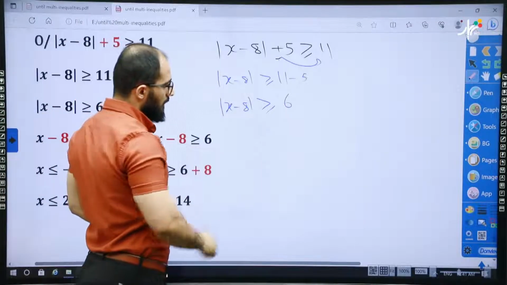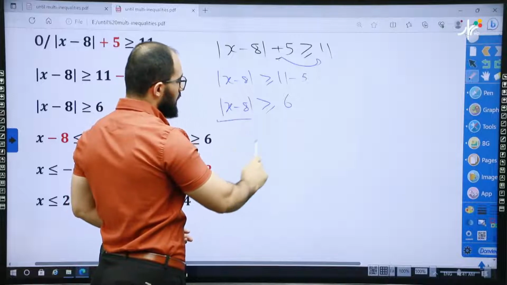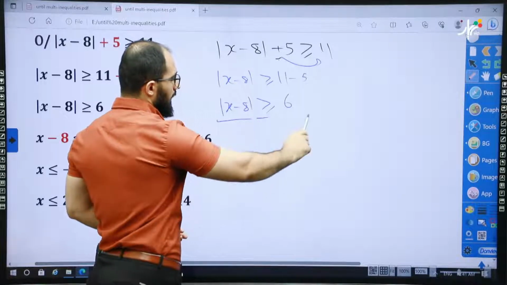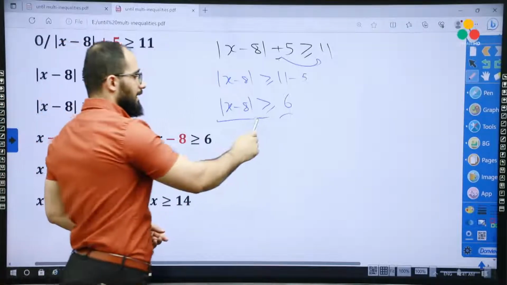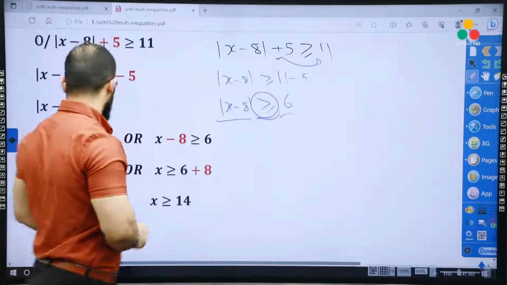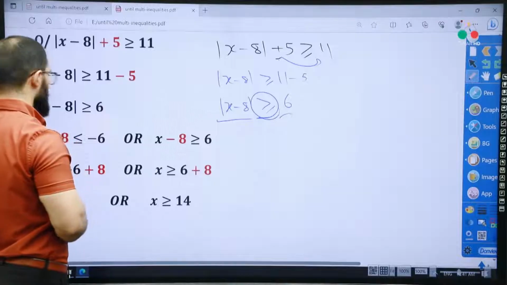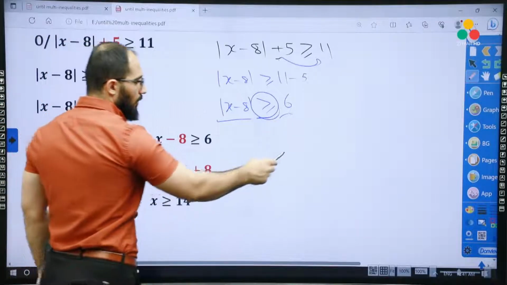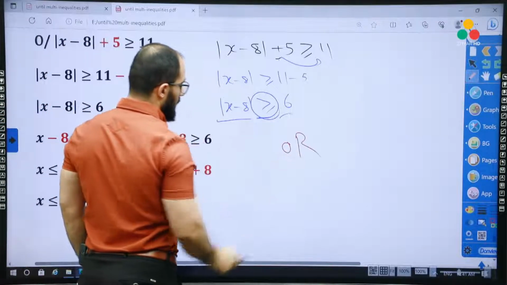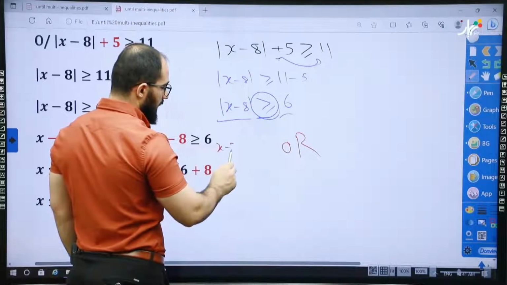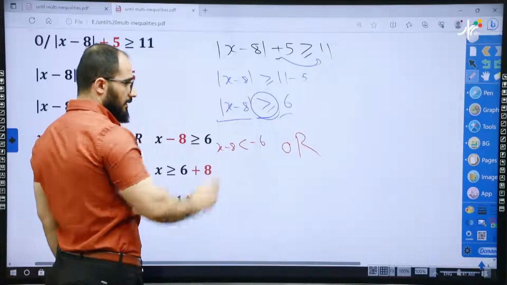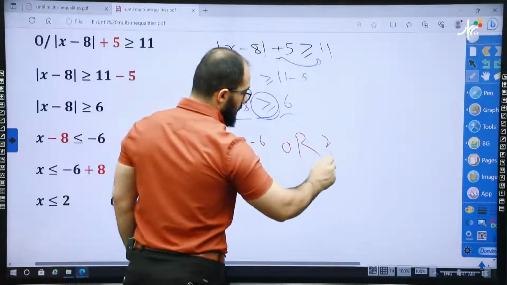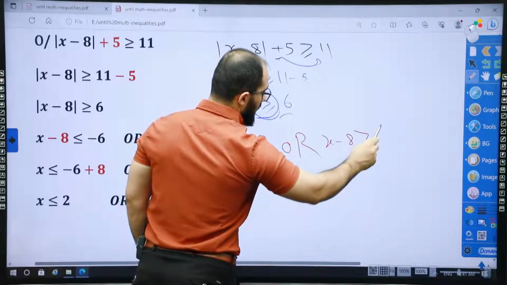So right now we have absolute value, inequality, a number. Is it greater than or less than? Of course it is greater than. That's why it's going to make an "or" inequality. So x − 8 ≤ −6, always less than the negative part, or x − 8 ≥ 6.